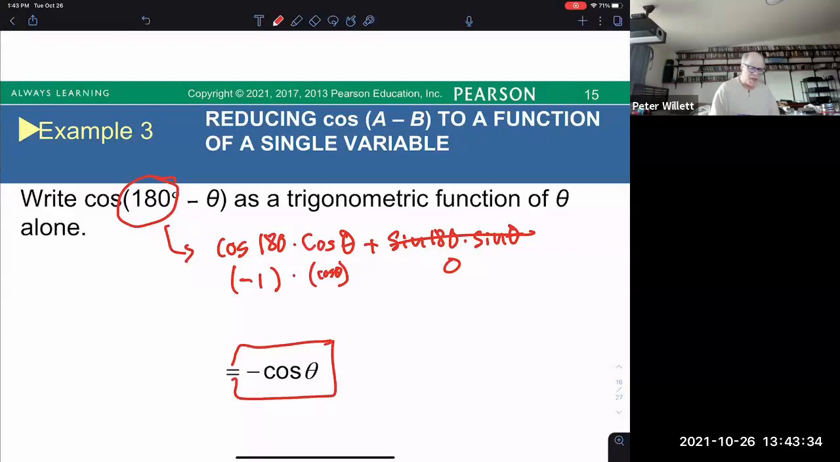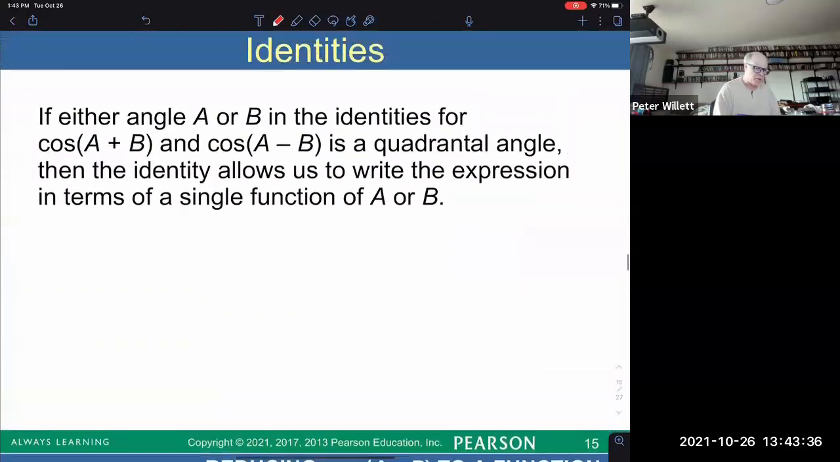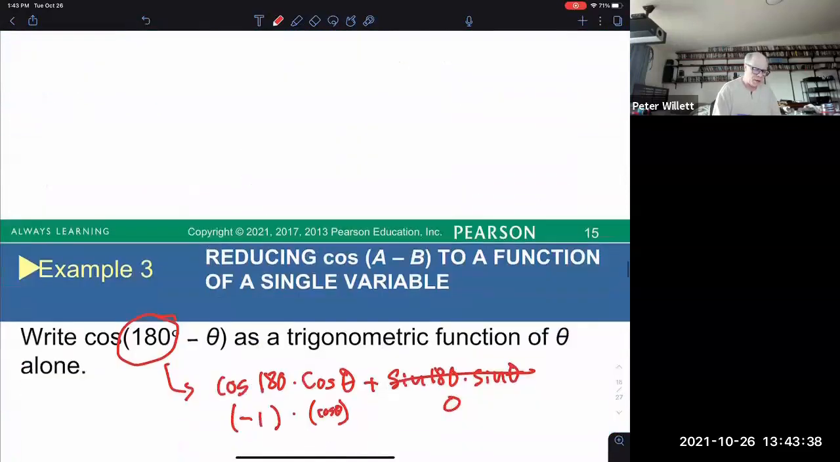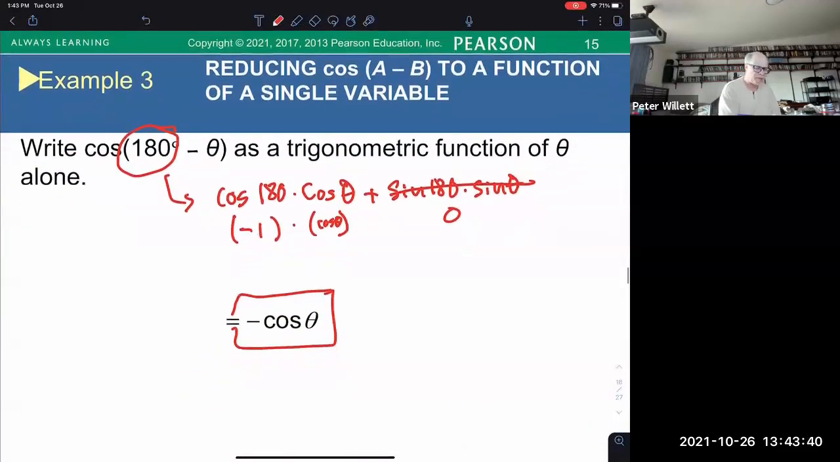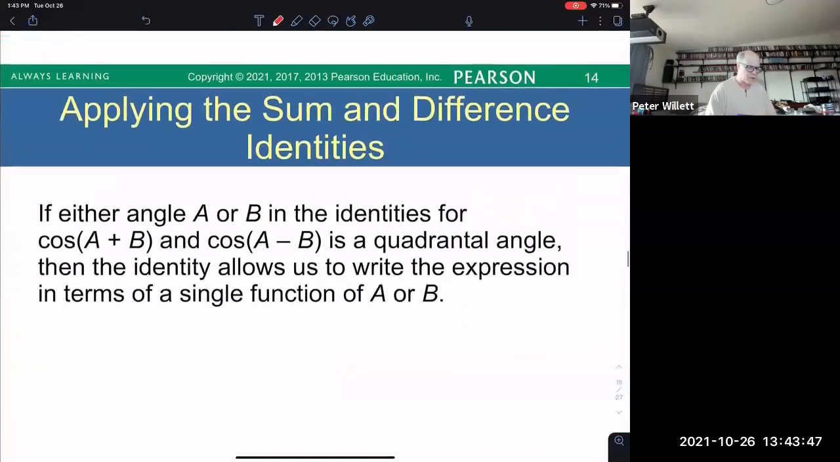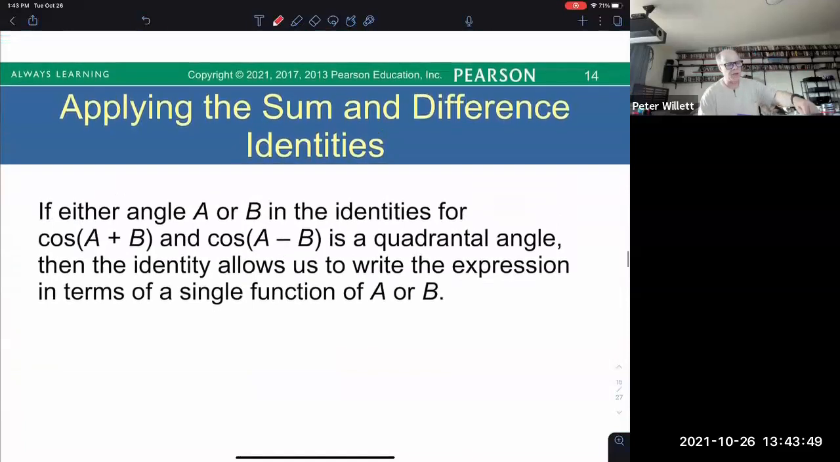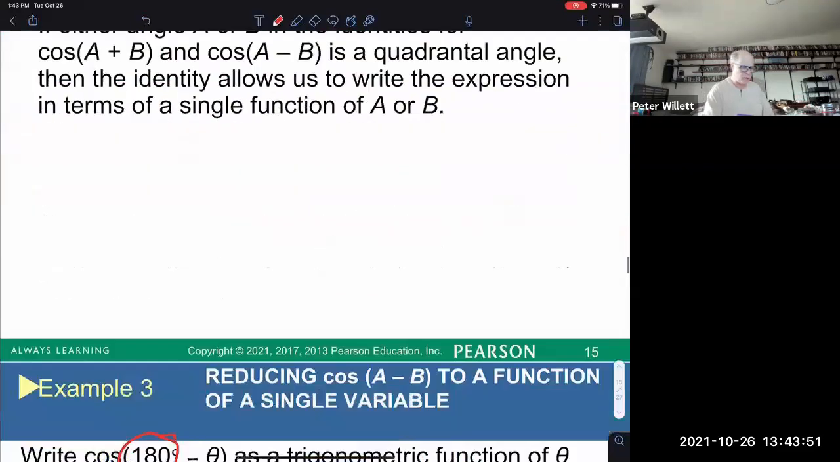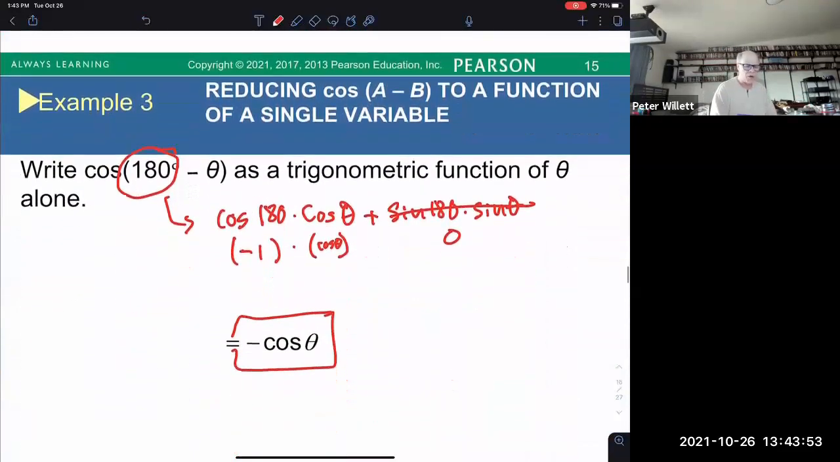All right, so in this example, they're illustrating this sort of fact that they're applying here, and that you could do this anytime. Either one of the sum or the difference of the angles is one of these quadrantal angles, meaning on the border of a quadrant. Then you get a very nice simplification when you apply the sum or the difference identities.